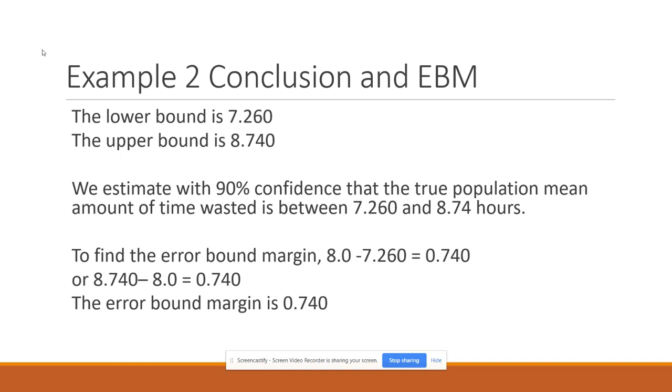We estimate with 90% confidence that the true population mean amount of time wasted is between 7.260 and 8.740 hours. To find the error bound margin, I do the sample mean minus the lower bound to get 0.740, or I do the upper bound minus the sample mean to get 0.740. Since both are the same, the error bound margin is 0.740.